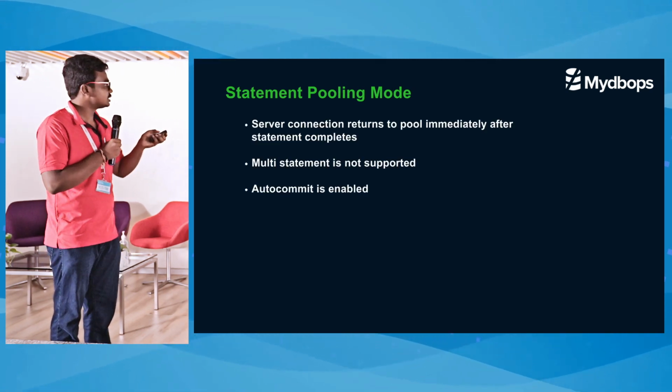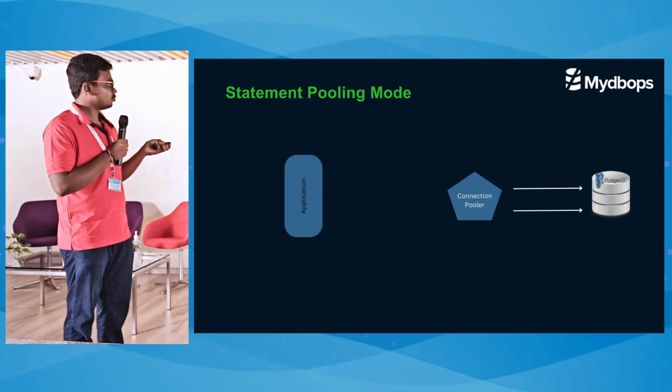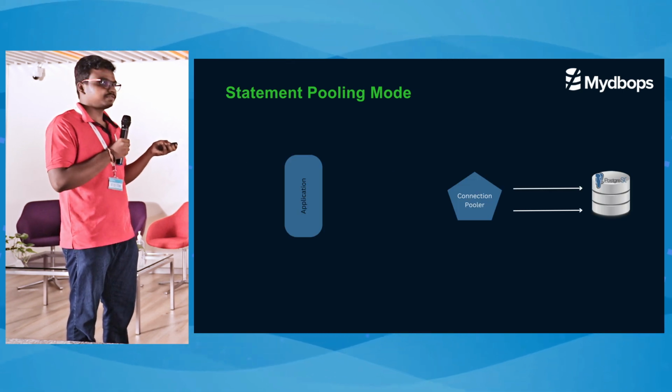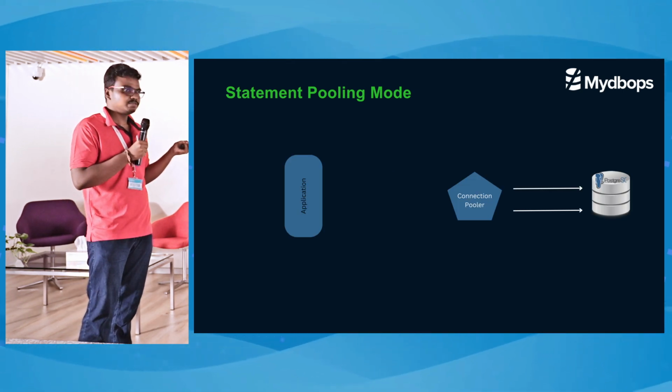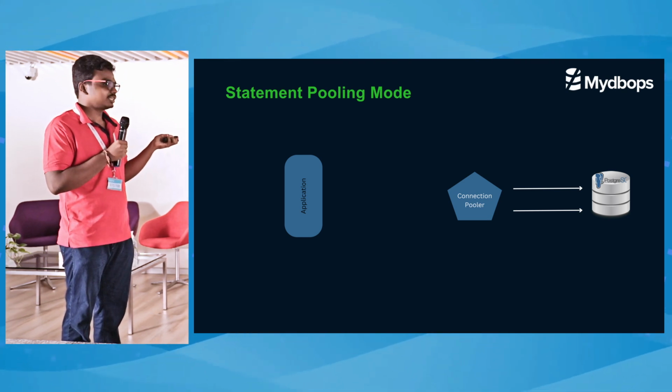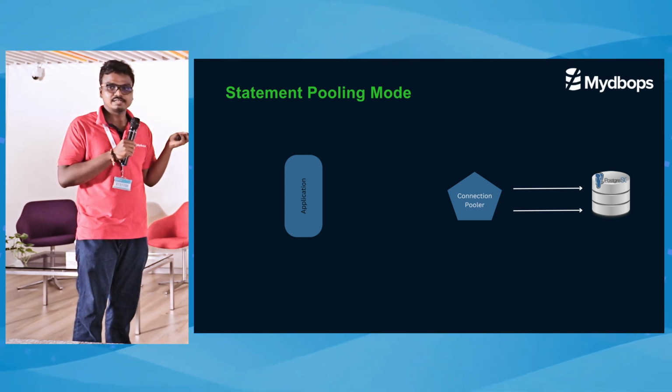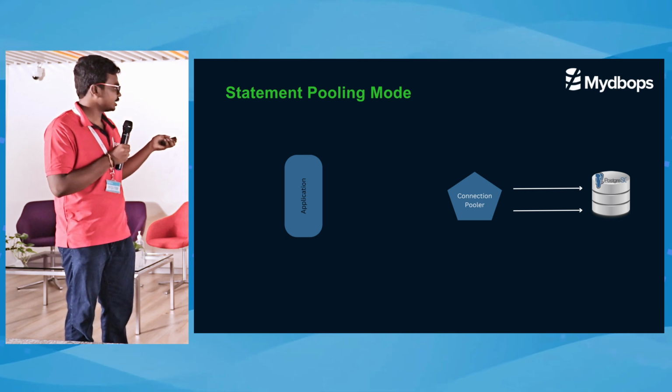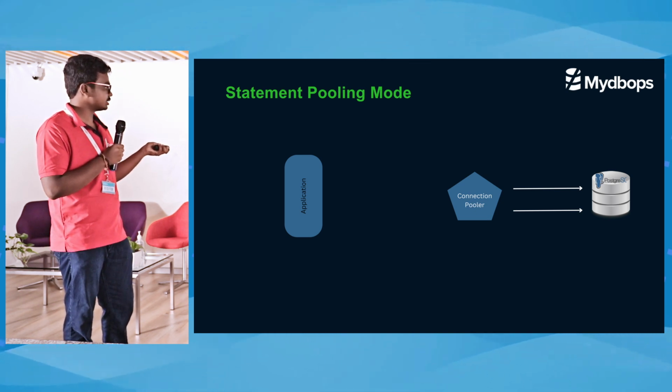The last one is statement pooling mode. Instead of the transaction or session level, it works at the statement level. Once you fire any statement, it just checks for any available connection in the pool and uses one. Let's say I'm firing two queries here: drop table S and drop table Y.